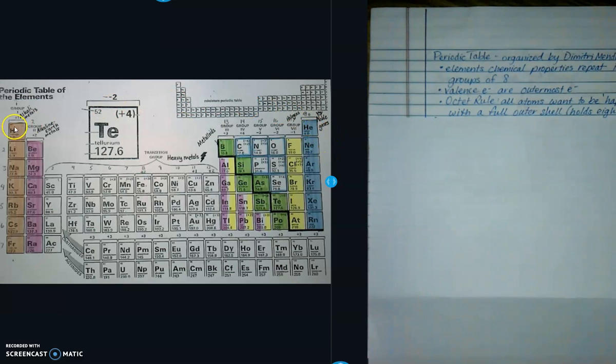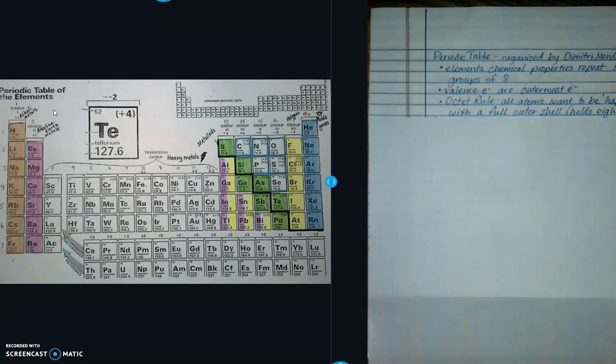We have different groups, like group 1, group 2, and they are based off of the chemical properties. And those chemical properties repeat with every 8 elements. So we have 1, 2, back here to 3, 4, 5, 6, 7, 8, 9, 10. And so 2 and 10 are going to share chemical properties.